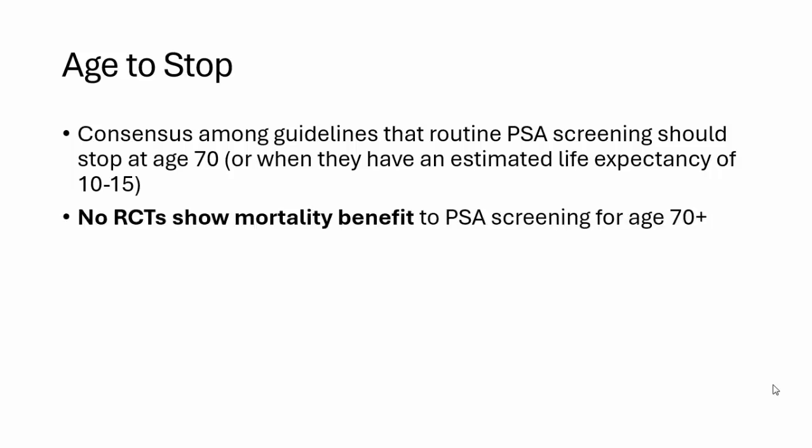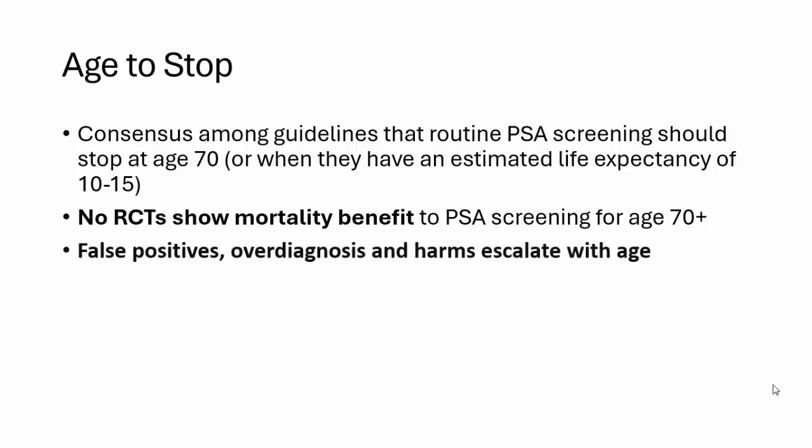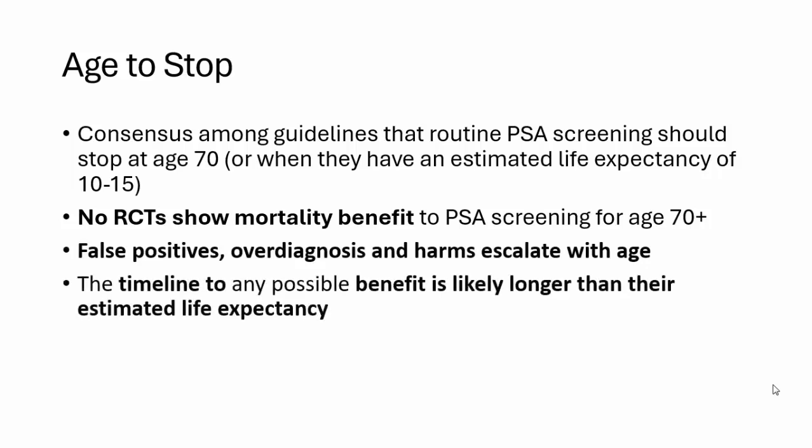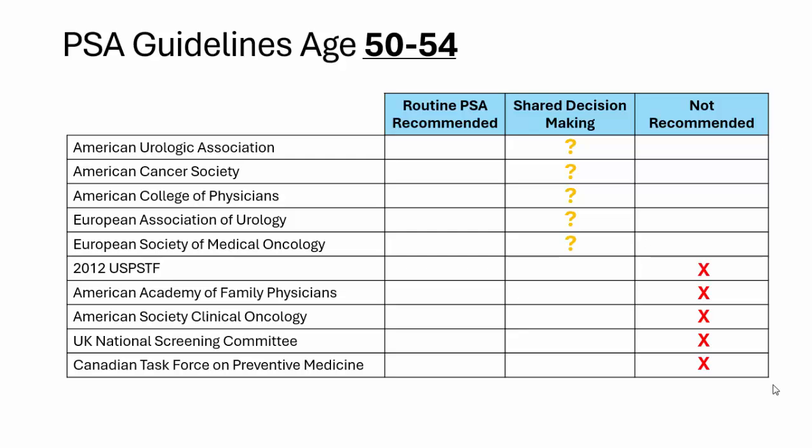There are no randomized control trials that show mortality benefit to PSA screening for ages 70 plus. The number of false positives, overdiagnosis, and harms also escalate with age. And the timeline to any possible benefit is likely longer than their estimated life expectancy. Since prostate cancer is most often a slow-growing cancer, something that would take 20 or 30 years to kill them when their life expectancy is significantly less than that is probably not worth chasing.